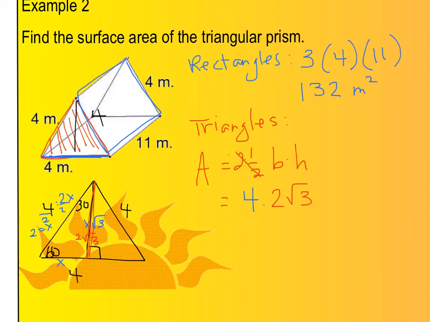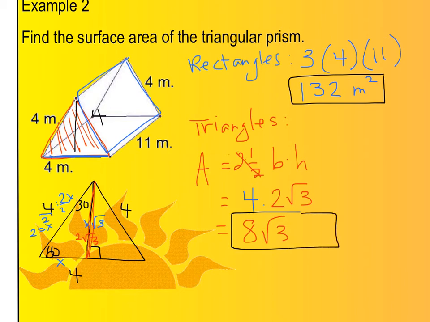So I'm going to plug that in for my height. 2 root 3 times 4 gives me 8 root 3. And if I want to calculate my total surface area, I need to combine the area of my rectangles with the area of my triangles, and in terms of an exact answer, I would leave this as 132 plus 8 root 3 square meters.